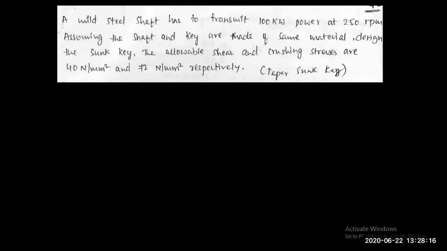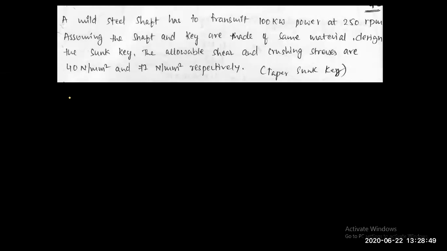Okay, so in this problem, you have a mild steel shaft. It has to transmit 100 kilowatt power at 250 RPM, assuming the shaft and key are made of same material. Design the sunk key. The allowable shear and crushing stress are 40 and 72 newtons per mm square respectively. So it's a sunk key. Sunk key in the sense it can be rectangular or it can be even square or any other form, but mostly it means rectangular only.